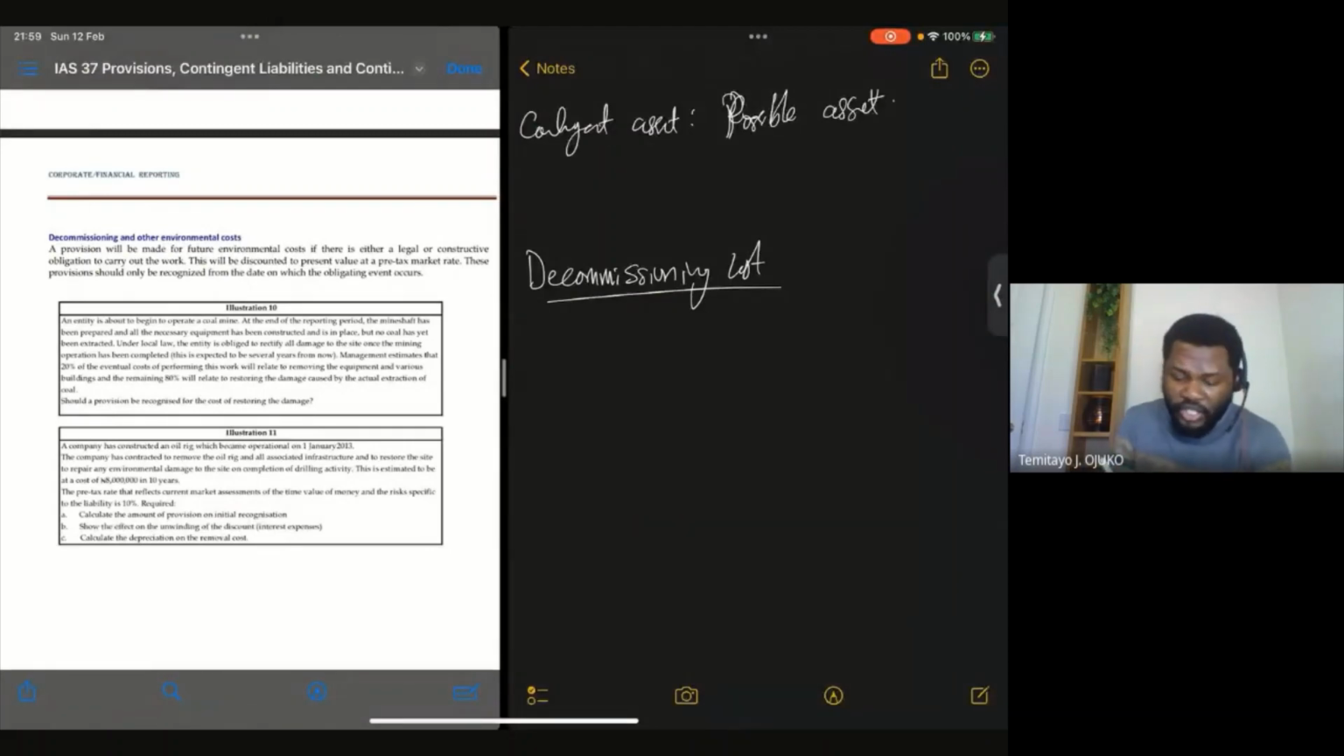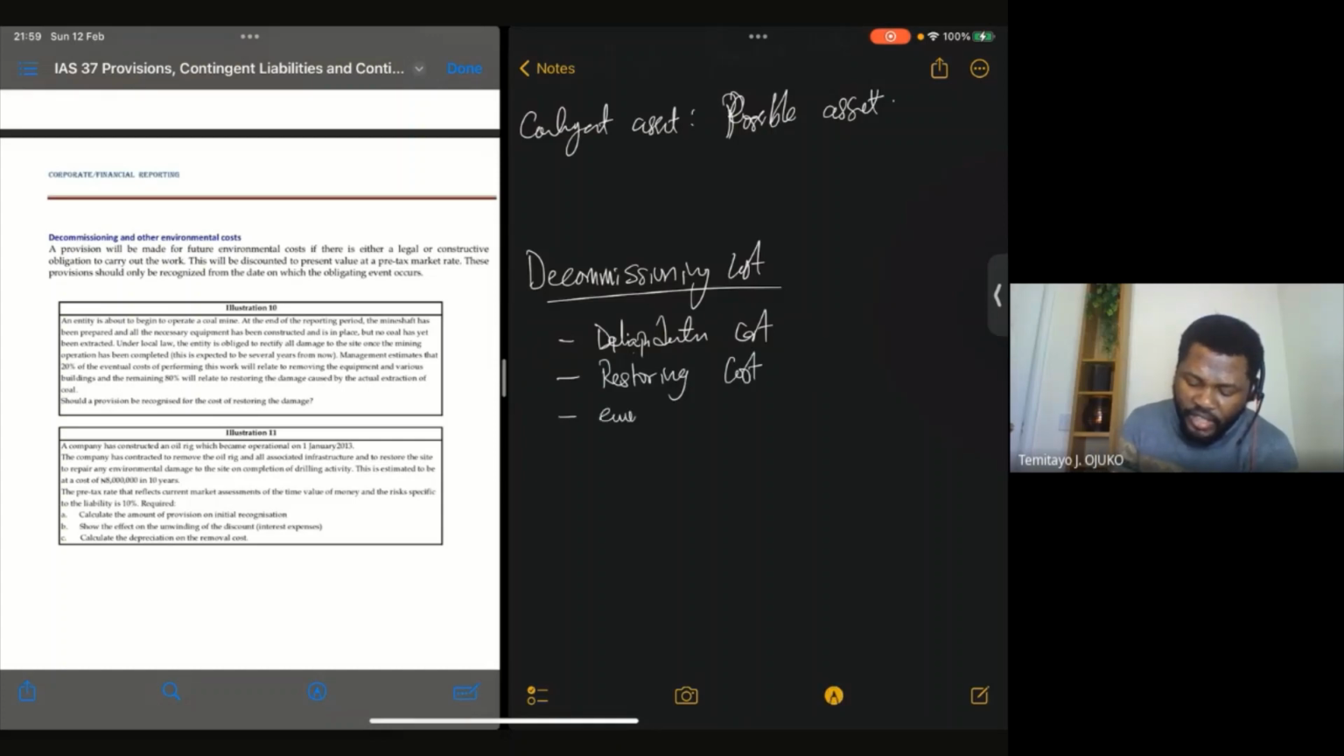So let me take that again. Decommissioning costs, dilapidation costs, restoring costs, environmental cleanup. These are the things that lead to the debit of a provision being an asset instead of an expense.